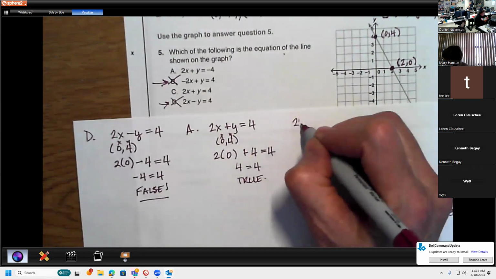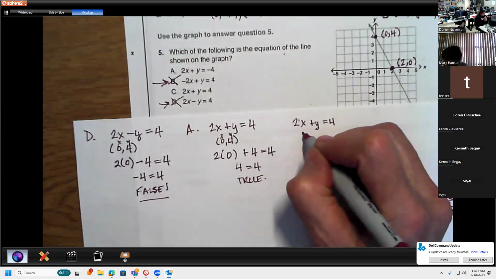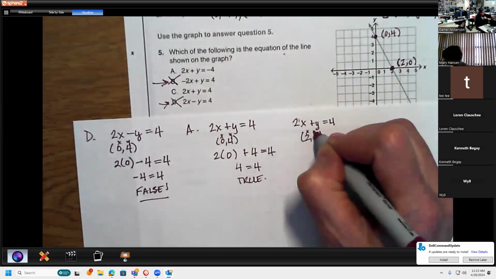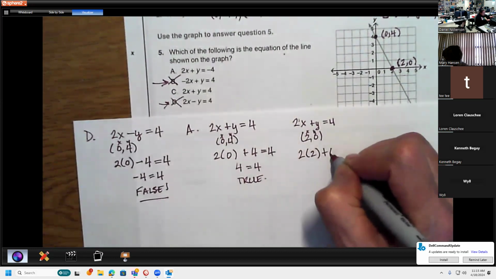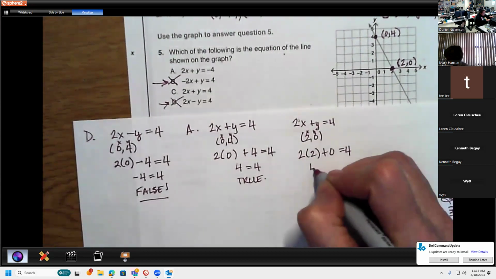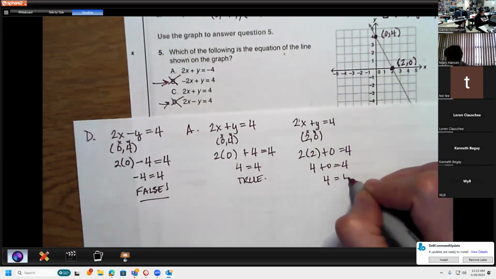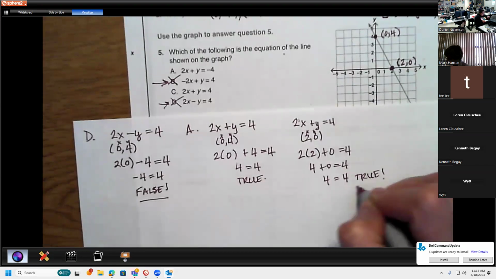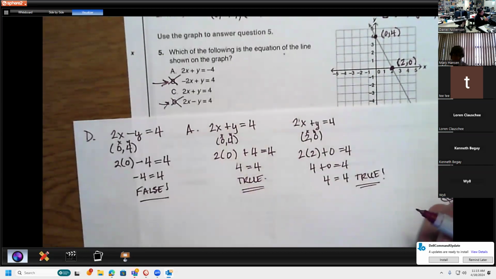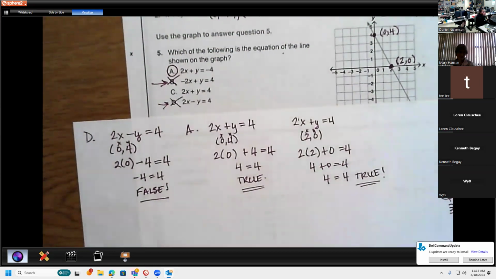Okay, so now we got to check the other one. And that is 2, 0. That's my x and my y. So I'm going to put in 2 for x. 2 times 2 is 4. 4 plus 0 is 4. True. 4 is equal to 4. That means that this line is line A. Dang it, we should have just started from the top, huh?